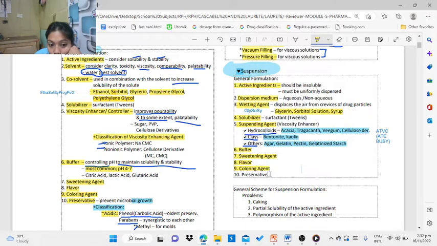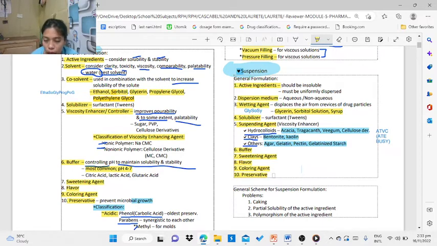With preservative, same lang po. Okay, buffer is to maintain stability, and preservative is against the growth of microbes. First, preservatives have acidic ones. We have phenol or benzoic acid as preservative.